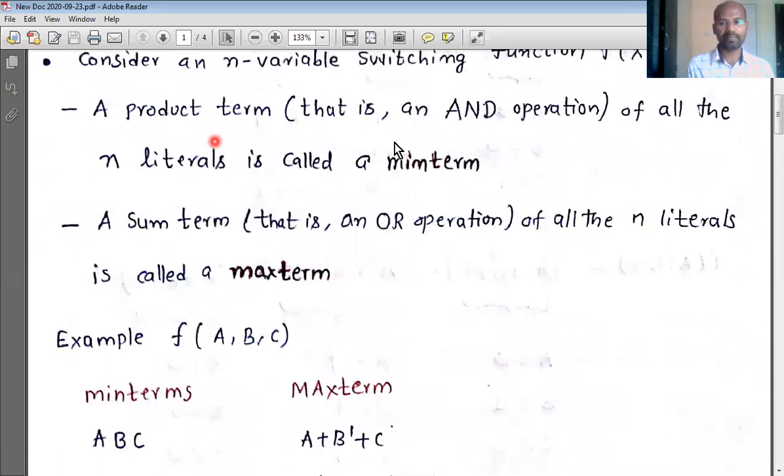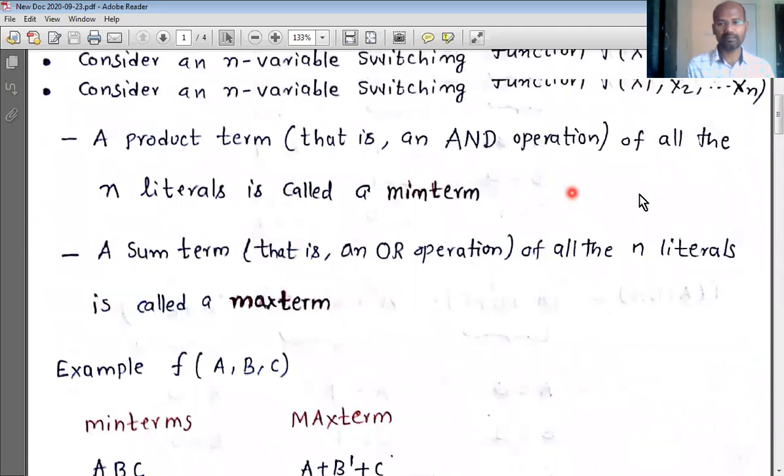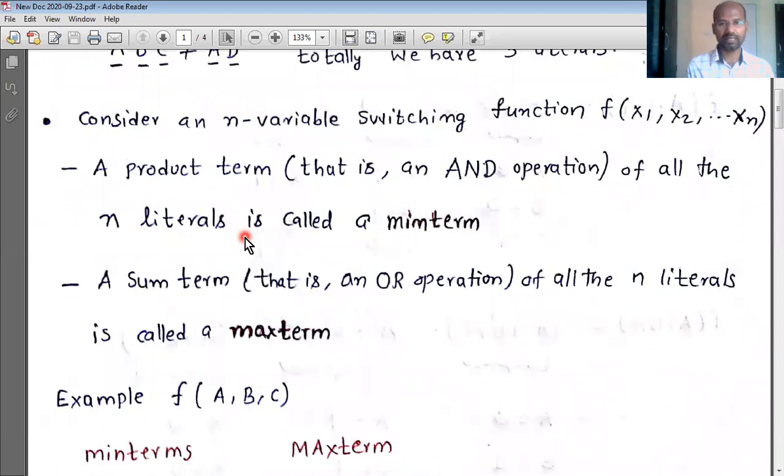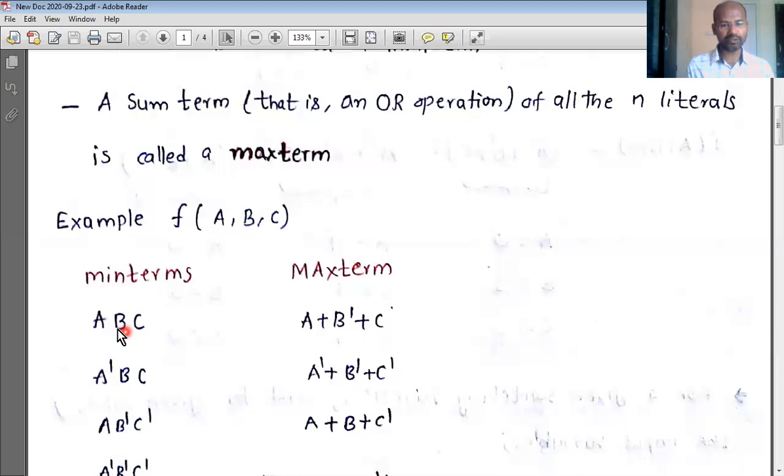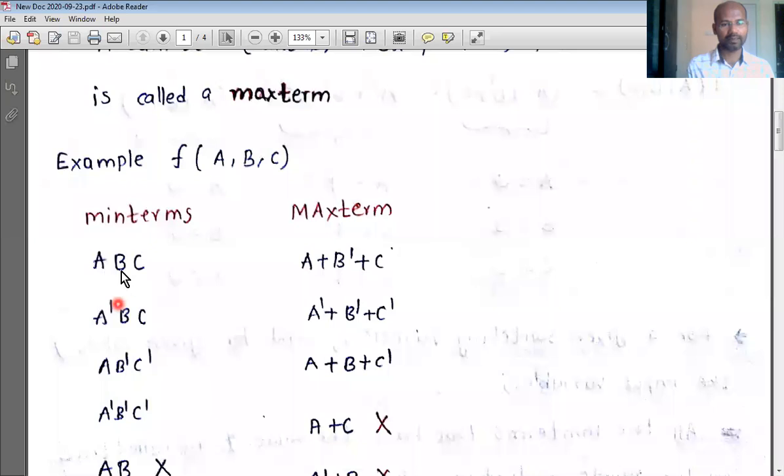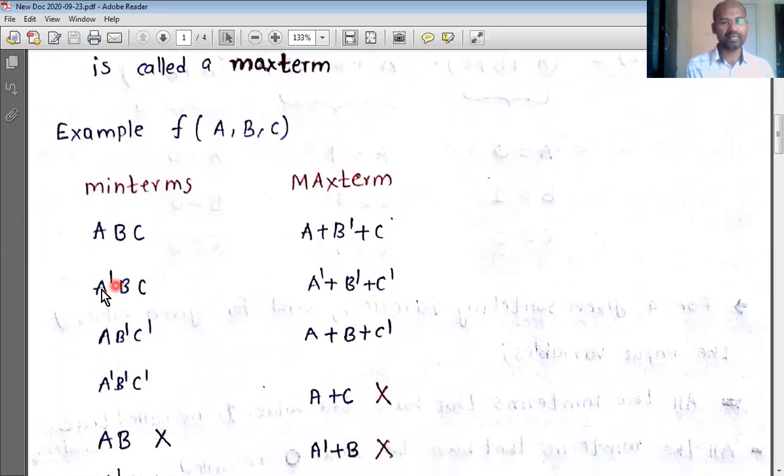A product term of all the n literals. So it is a product term, A into B into C. Although there is no dot, dot is implied here. A, B, C, it is a product term only. It is the AND operation of A, B, C. Right? A product term which contains all the literals, either in complemented or uncomplemented form, doesn't matter. Literal means it can be complemented or uncomplemented, doesn't matter.